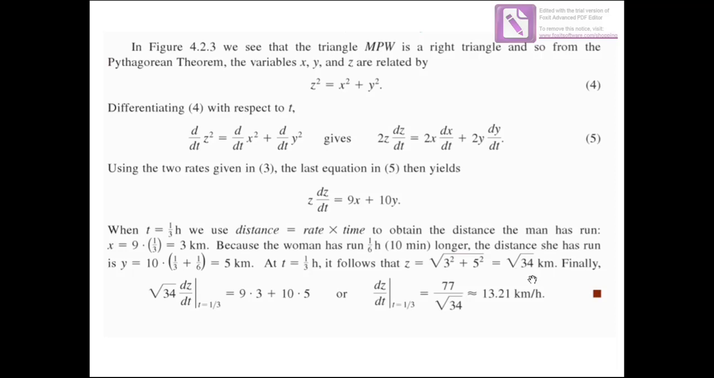إذا لحد النقطة هذه جبنا الزد، جبنا الإكس، جبنا الواي، يتبقى عندنا dz over dt. so z is equal square root of 34. so square root of 34 dz over dt when t is equal 1 over 3 is equal 9 multiplied by الإكس طلعناها 3 so 9 multiplied by 3 plus 10 multiplied by الواي طلعناها عبارة عن الإكس عبارة عن 3، الواي إذن عبارة عن 5. so just you need to add this one and divide by square root of 34. so this will give us dz over dt which is equal 13.21 kilometers per hour.